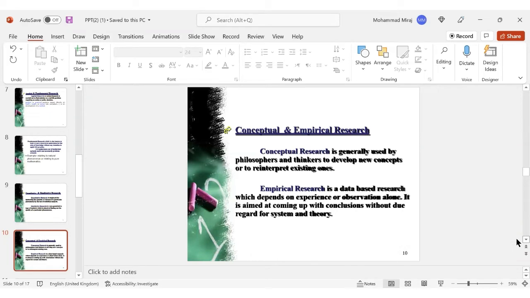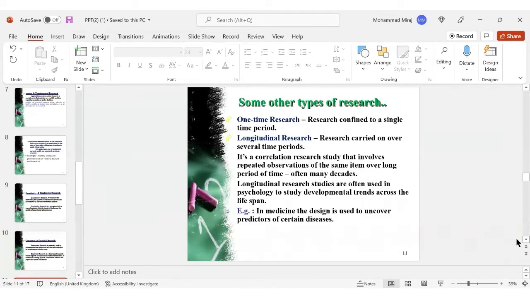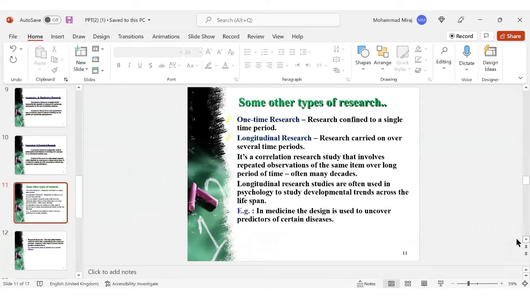Is it clear to everyone? Yes sir, yes sir. Okay, then the other types of research is one time research. जब आप एक सिंगल टाइम पीरियड तक, 3 साल तक, एक ही टाइप का रिसर्च कर रहे हैं.